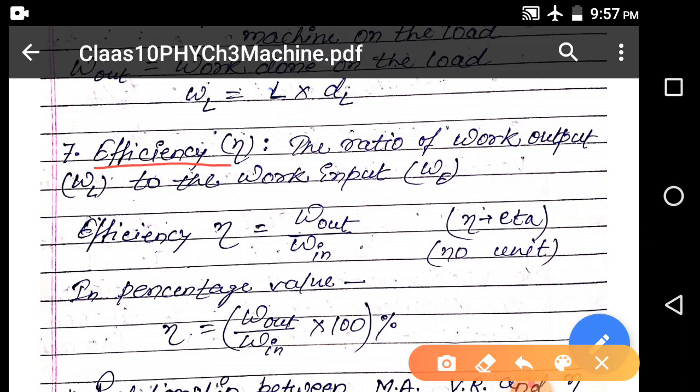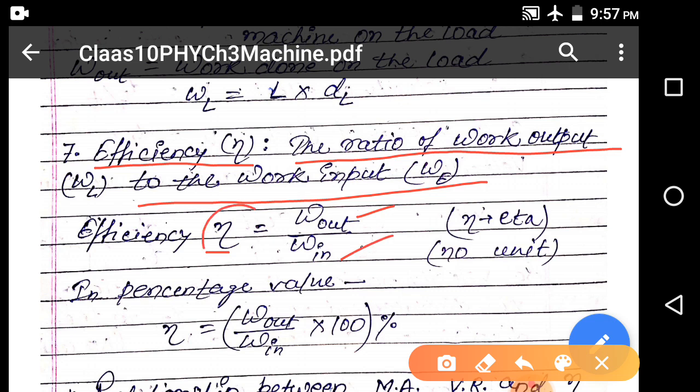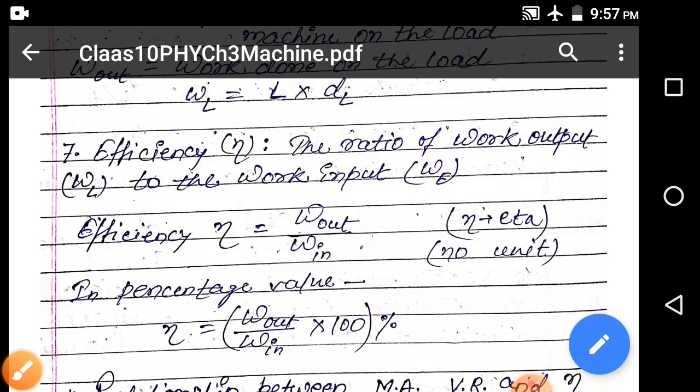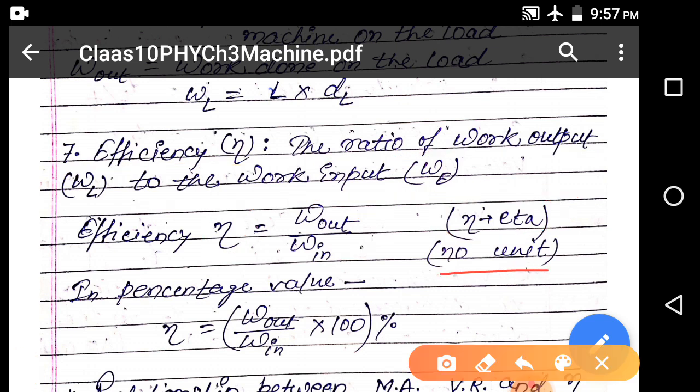Efficiency of a machine is the ratio of work output to the work input. So the efficiency η is equal to work output by work input. This symbol is called eta. And as this is a ratio, there is no unit for the efficiency, that is eta.